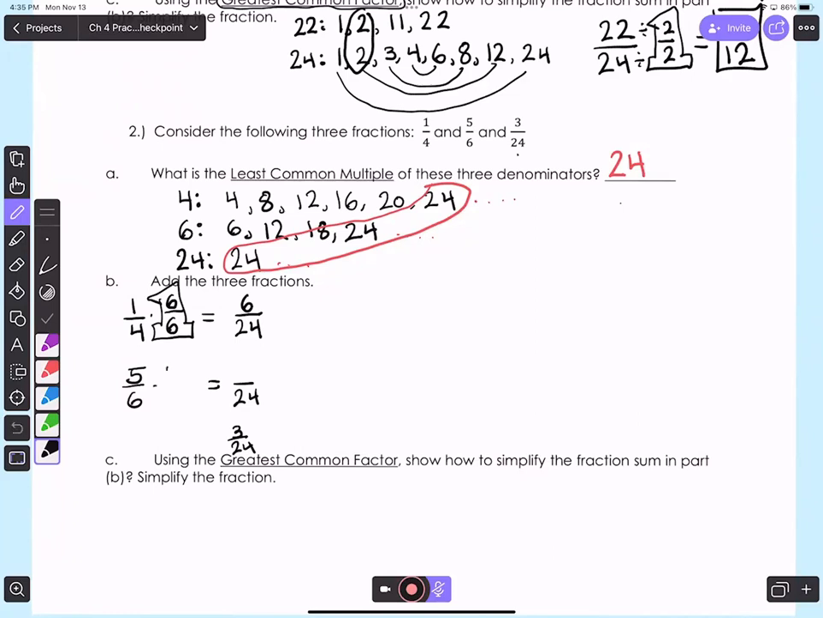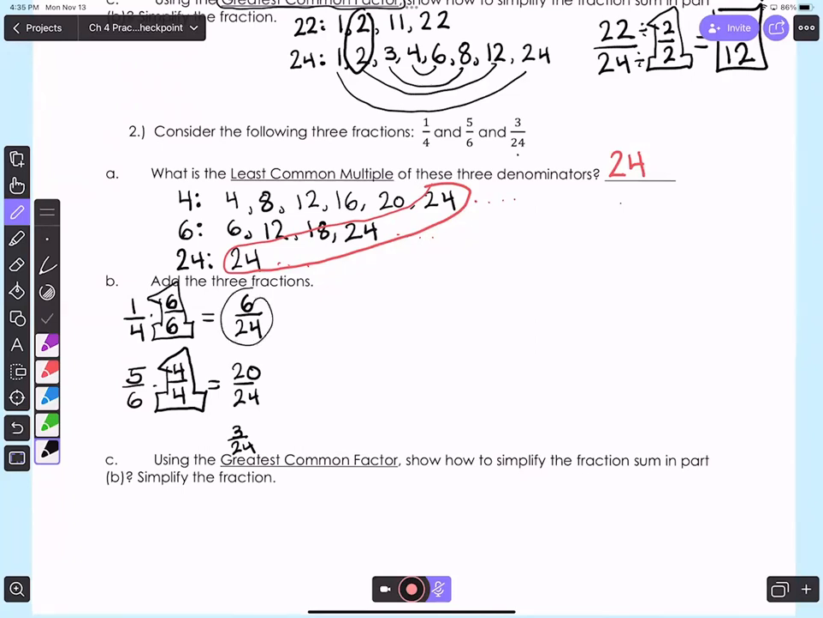Same process here. We multiply by a giant 1. 6 times a blank gets us 24. That is 4. If you're having trouble figuring out the blank, you can take more time to process. I've done these a lot, so I'm a little quicker, and I'm trying not to make the video too long. You can use multiplication charts. You could check your work at home with a calculator. Okay, 5 times 4 gets us 20.